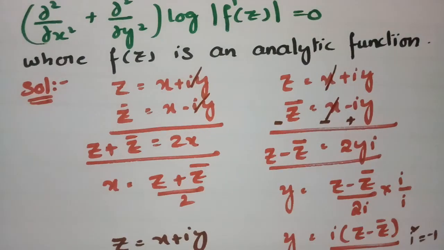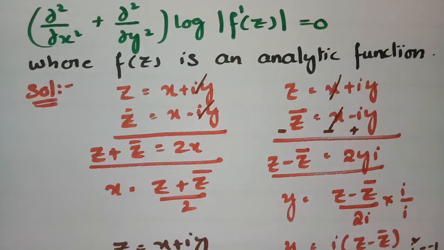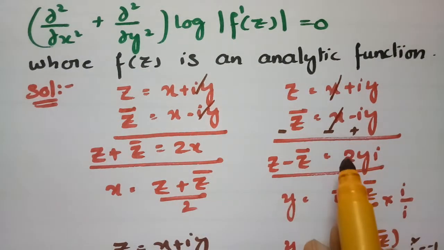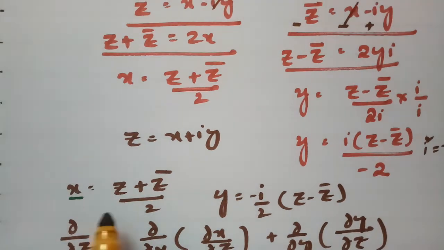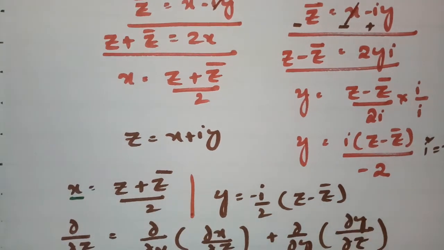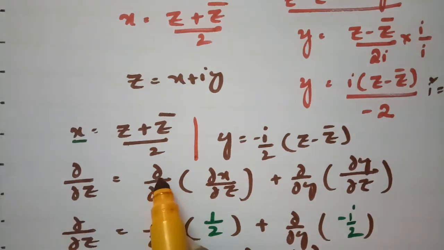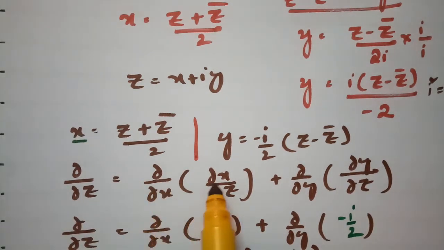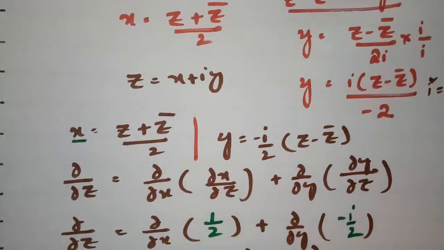First of all, we know that z is equal to x plus iy and z bar is equal to x minus iy. If you add these two equations, I'll get the x value. If you subtract these two equations, I'll get the y value. So x is like this and y is like this. So ∂/∂z, according to the formula, is ∂/∂x times ∂x/∂z plus ∂/∂y times ∂y/∂z.